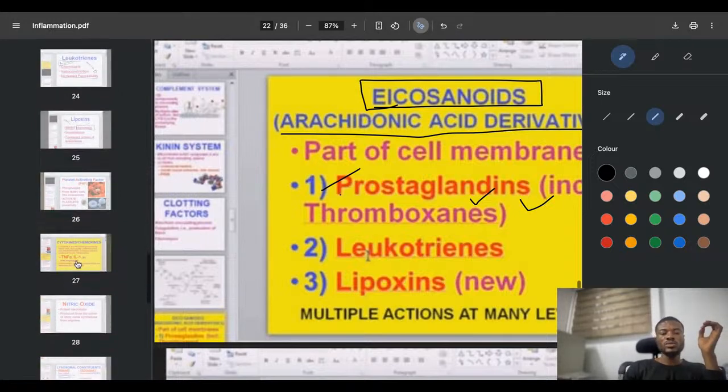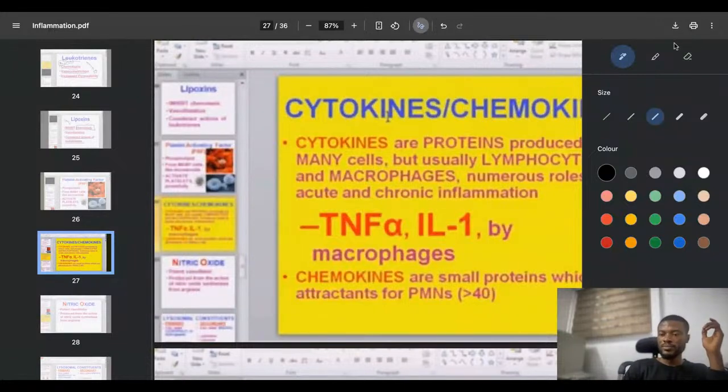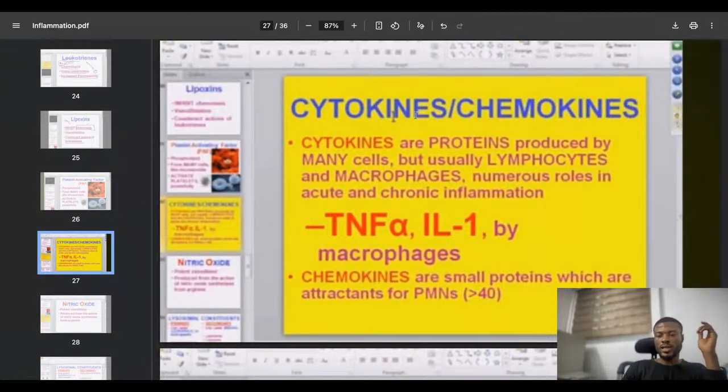Then another group is the cytokines. The cytokines, also called chemokines, they are proteins. They are proteins and they are produced by many cells, but usually they are produced by lymphocytes and macrophages. And they play numerous roles in acute and chronic inflammation.